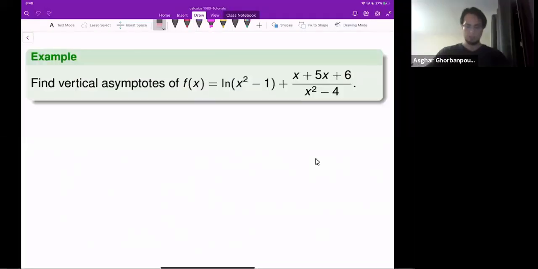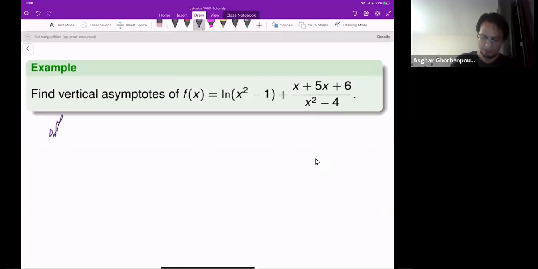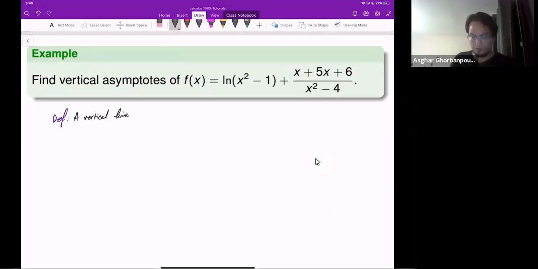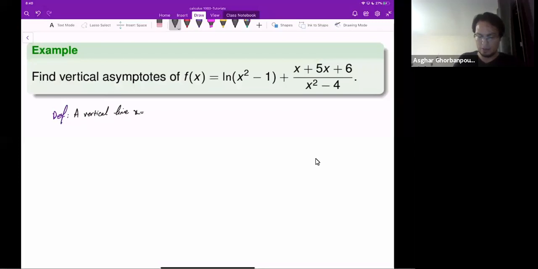Okay, so we are trying to find the vertical asymptote of a function. Let's first start with the definition of a vertical asymptote. Remember, the equation for a vertical line is x equals a number.